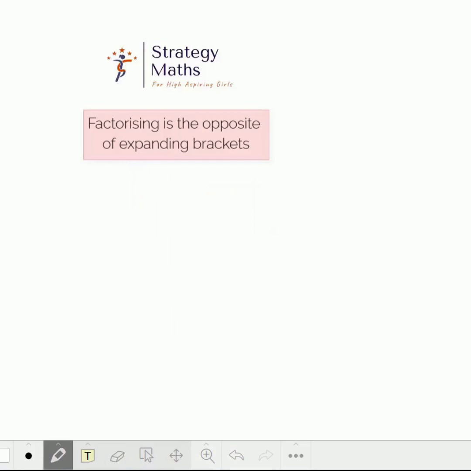In today's video, I'm going to walk you through a very logical way in which to factorise quadratics that are in the form ax squared plus bx plus c. First of all, we're going to remind ourselves that factorising is the opposite of expanding brackets.